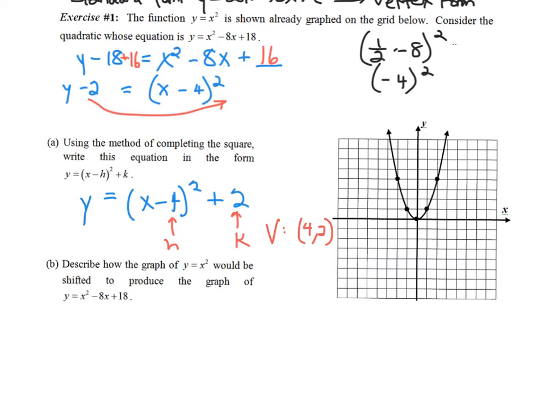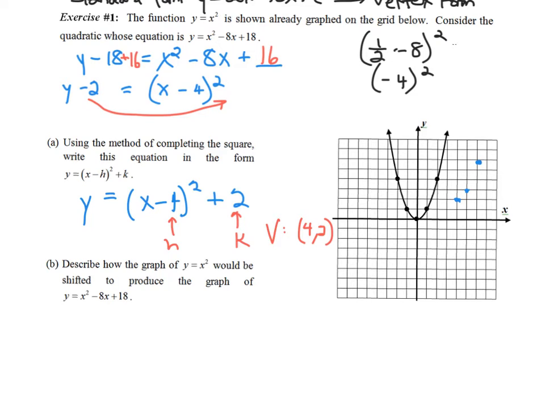So let's take a look at our graph for a minute. I want to move over. I want to go from a vertex of 0, 0. I want to count 1, 2, 3, 4 to the right and up 2. And I want to put my new vertex right here. For each and every point on my parabola, I'm going to do that same exact move. So I'm going to take this right-hand point and go 1, 2, 3, 4 to the right, up 2. I'm going to take this point right here and I'm going to go over 4 to the right and up 2.